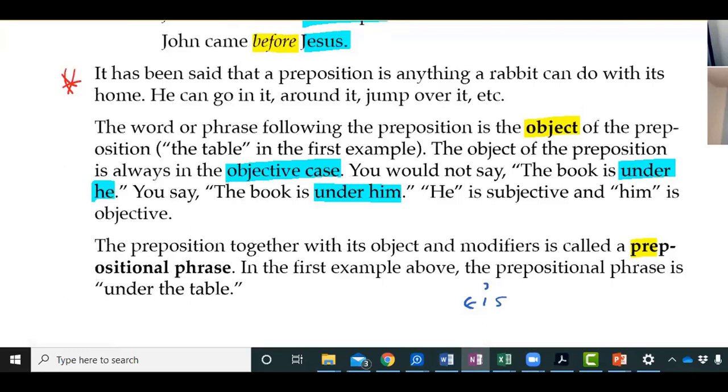What does position mean? Position means placement, right? The position is the placement of something. Pre means before. Prepositions come before the object of the preposition. This is true in English, and it's true in Greek.